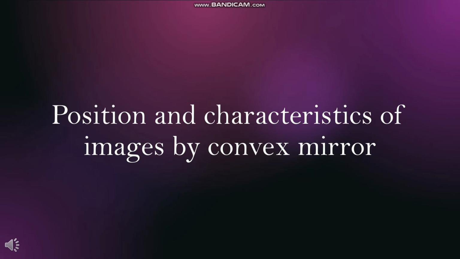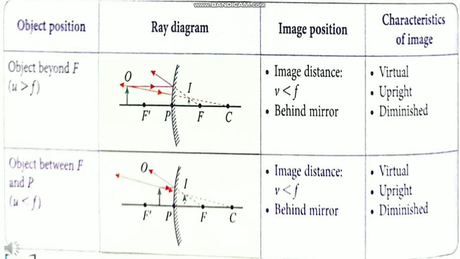Position and characteristic of image by convex mirror. Object position: object beyond F, image position behind mirror, characteristic of image: virtual, upright and diminished. Object between F and P: image behind mirror, virtual, upright and diminished.